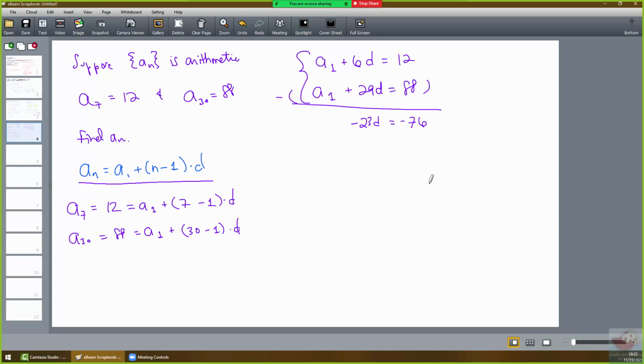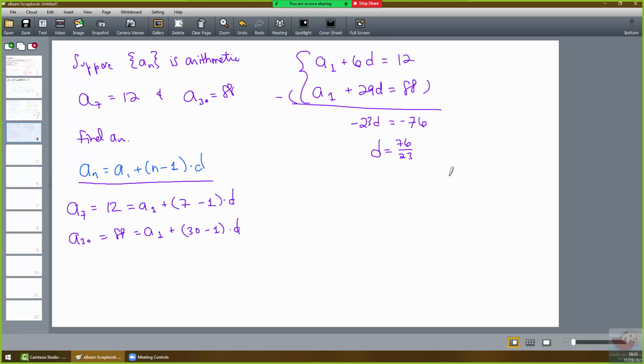All right, so this is horrible, but I'm so sorry. D is going to be what? We would divide both sides by negative 23. So d is a glorious 76 23rds, which I don't think reduces. 23 is prime and doesn't go into 76. Oh well.